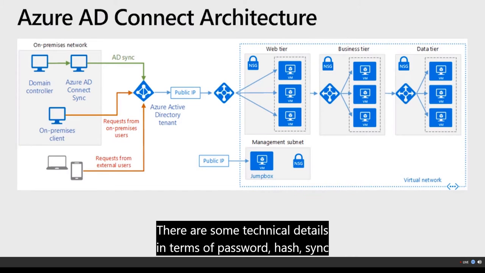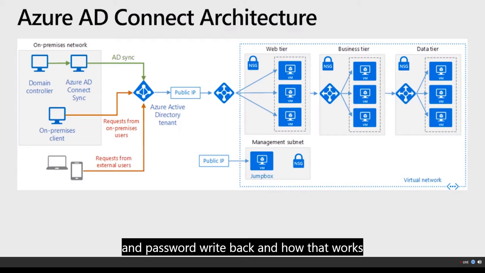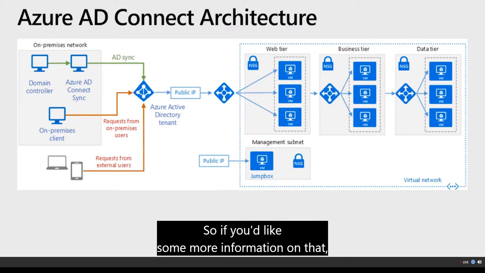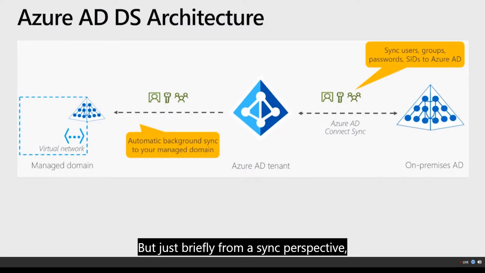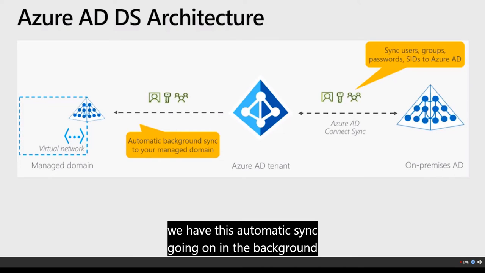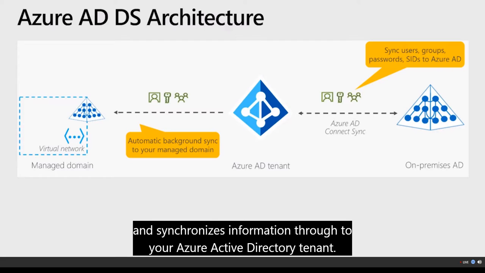There are some technical details in terms of password hash sync and password writeback and how all that works, but this isn't a pure identity session. So if you'd like some more information on that, check out the information at docs on Azure AD Connect. But just briefly, from a sync perspective, we have this automatic sync going on in the background that keeps up to date with changes in your on-prem Active Directory and synchronizes information through to your Azure Active Directory tenant.